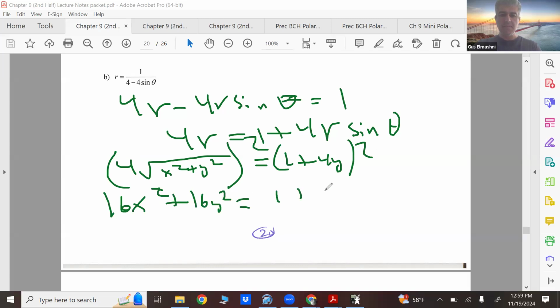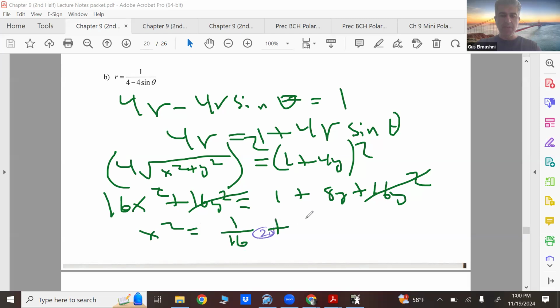Let's subtract that. Those go away, and then you can move... hold on a sec. x squared equals 1/16 plus y over 2. So x squared, you can factor out 1/2, yes. And your 4p equals 1/2.